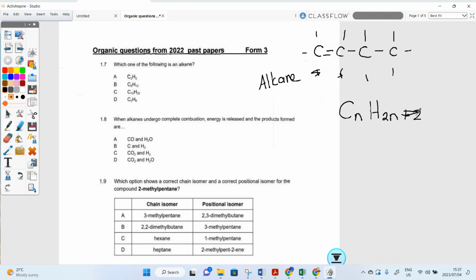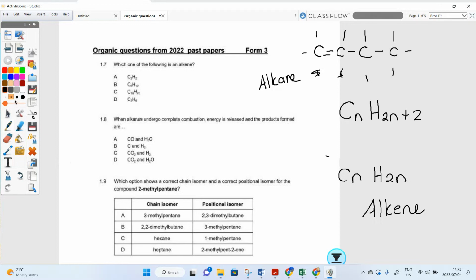So that means this will be gone. So an alkene will be CnH2n. So it will just be double. If it's double the hydrogens, then you know that it's an alkene. And that's all you guys have done up to now. Alkanes or alkenes. We don't do anything else for now.